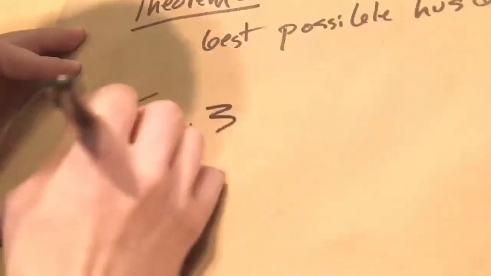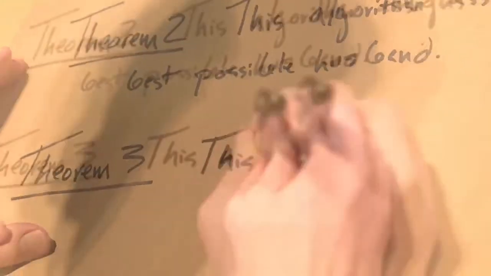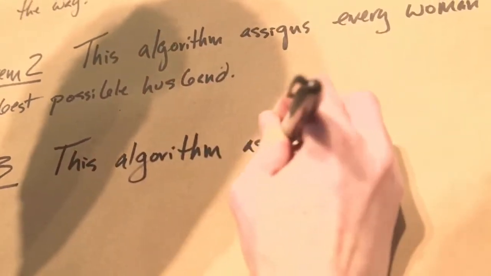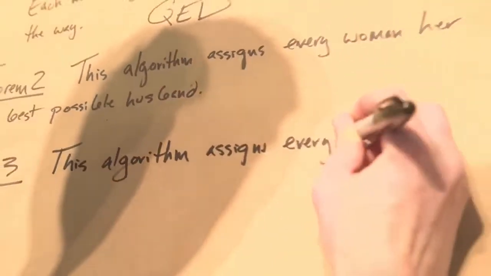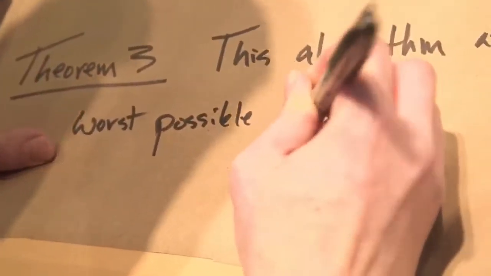Well, that brings me to theorem number 3, which is that this algorithm, the algorithm in which the women propose to the men, assigns every man his worst possible wife. Wait, what? So the women all do the best that they can in any solution to the stable marriage problem, and the men all simultaneously do the worst that they can in any solution to the stable marriage problem. That's a bold claim. So it's much better to propose than to be proposed to.